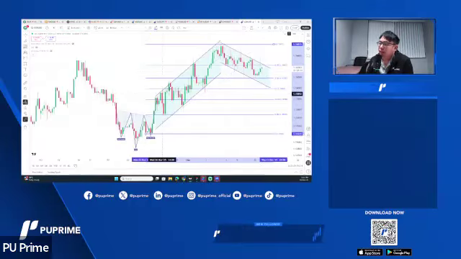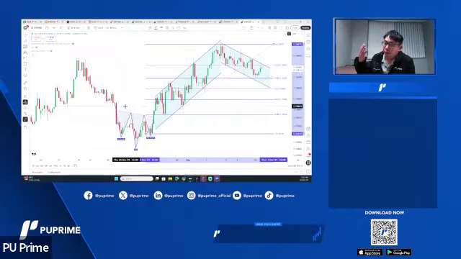So this means after you spot those continuation patterns or reversal patterns, if you want a double confirmation of the current trend, you can always pull up the Fibonacci retracement for the second confirmation. All right.